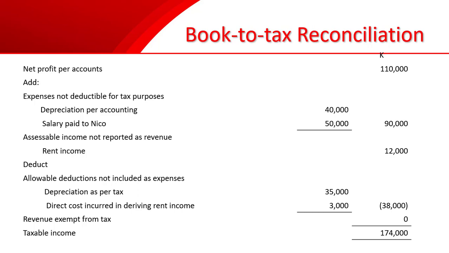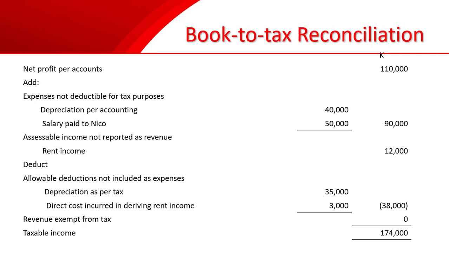And then we have rent income. Again, as I mentioned, the taxable income that we will calculate here will be Nico's taxable income. So that's the reason why we're adding that rental income, even though it is not part of the Vision View Shop's income.